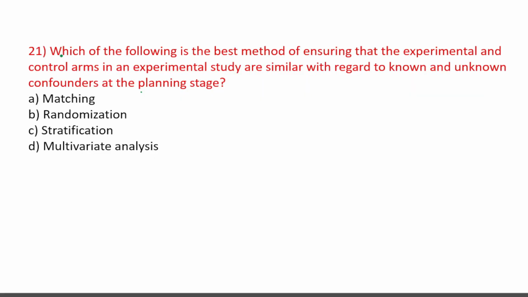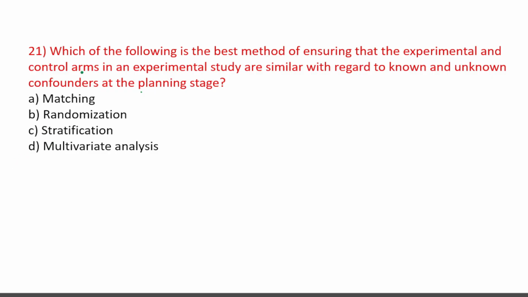Now let us see this question. Which of the following is the best method of ensuring that the experimental and control arms in an experimental study are similar with regard to known and unknown confounders at the planning stage? So what are the options? A. Matching, B. Randomization, C. Stratification, or D. Multivariate analysis.